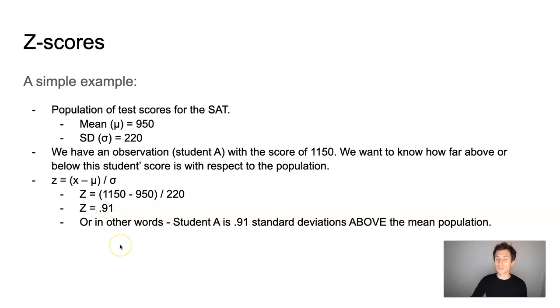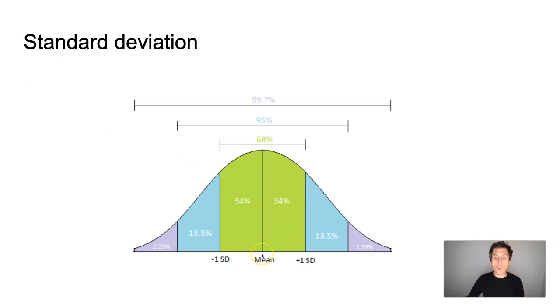Or in other words, what the z-score is essentially telling us is that student A is 0.91 standard deviations above the mean population. And if we go back here, we would think that 0.91 standard deviations would put our student somewhere around here on our distribution, meaning they're above average, but they're not, say, wildly scoring off the charts. And if we think about an 1150 out of a 1,600 point test, that's probably about right. They're higher than about 68% of the people that have taken that.